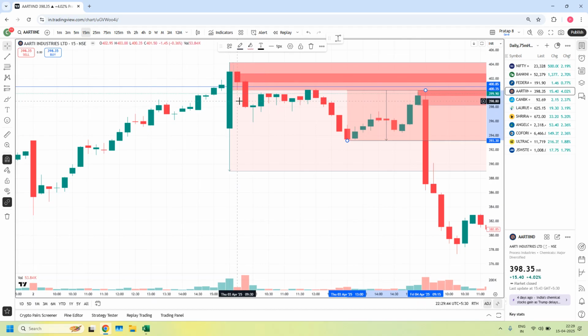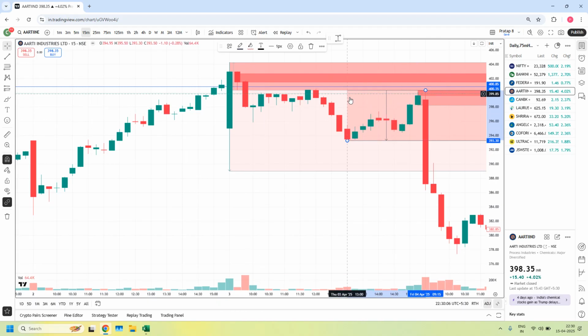Your lesson 22 concept. See, previously also the lesson 22 concept gave you the trade. Even in this also the lesson 22 concept gave you the trade. Okay, this 15-minute zone, you can't take the trade. Again, you need to fine-tune with 5 minutes. That we will see in the 5 minutes time frame.